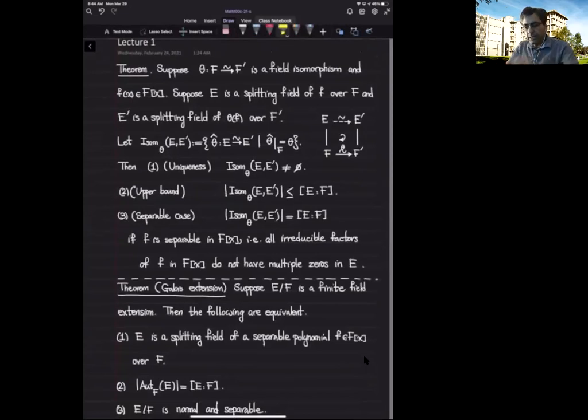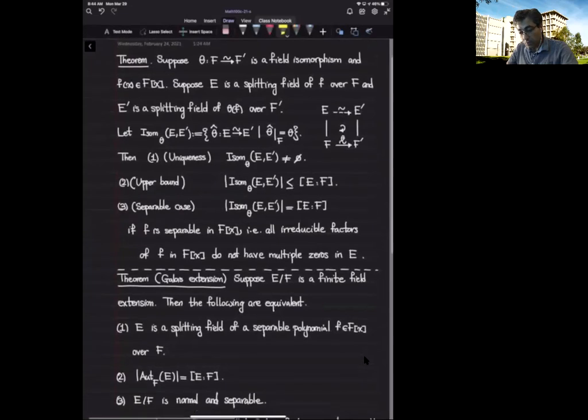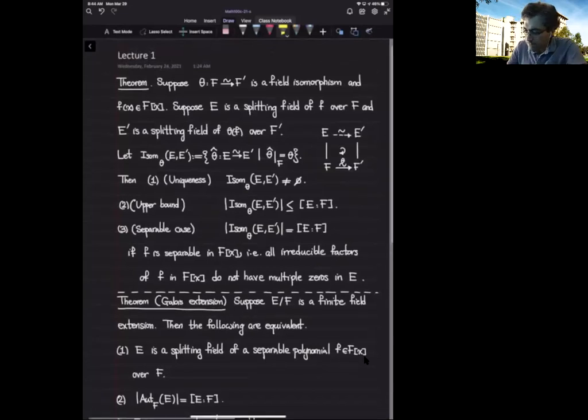In order to combine normal and separable extensions together, we need to go back to splitting fields and recall a statement about uniqueness of splitting fields, and more than that. What do I mean by uniqueness? Let's start with that. Suppose that I give you two base fields that are isomorphic. So F and F prime, both of them are isomorphic. These are my base fields.